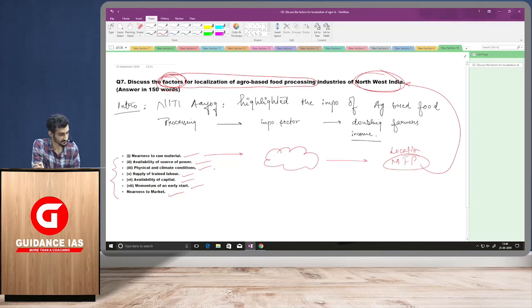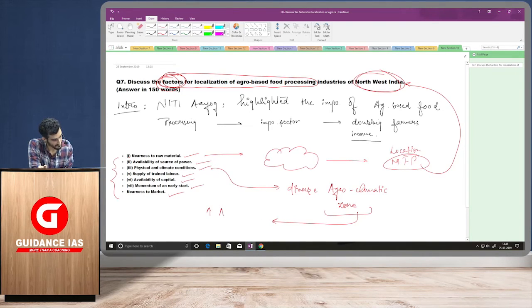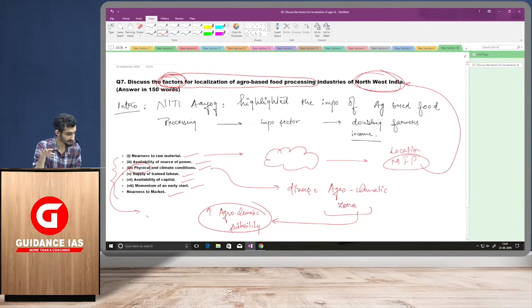Also physical and climatic conditions. If you look at this region, it's a very diverse agro-climatic zone with high agro-climatic suitability, and so its potential can be harnessed easily, and therefore climatic and topographical constraints are also less because it is mostly a flat terrain, barring a few states of Uttarakhand and Jammu and Kashmir. It's a flat terrain and also a plain area which is very fertile.